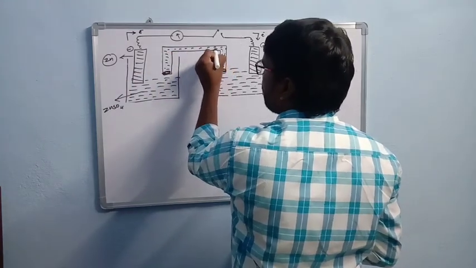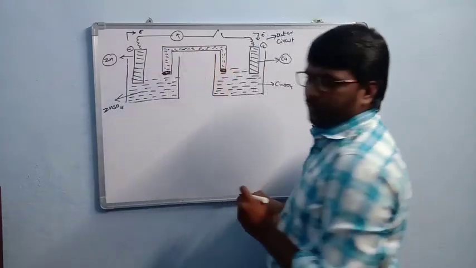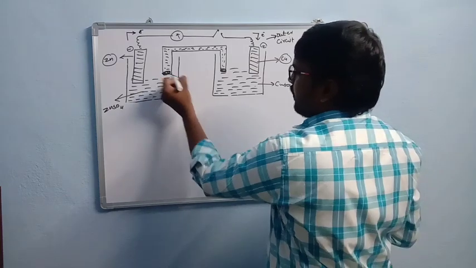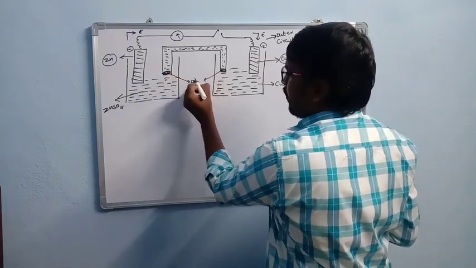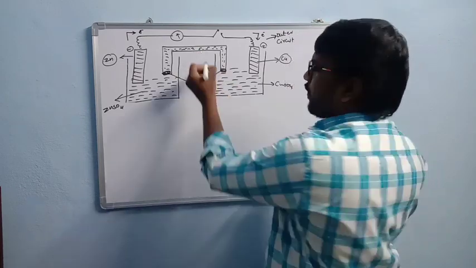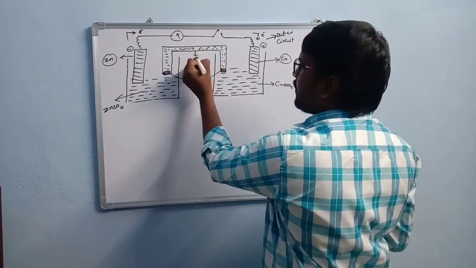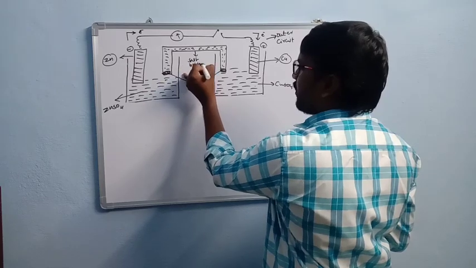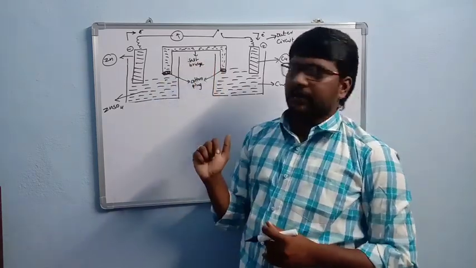To connect these two cells, you use a salt bridge. Here you take a cotton plug. It is called a salt bridge. This salt bridge can act as an inner circuit.